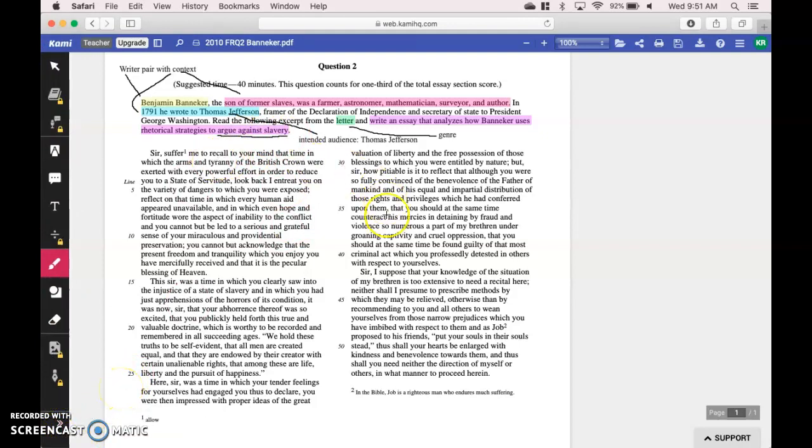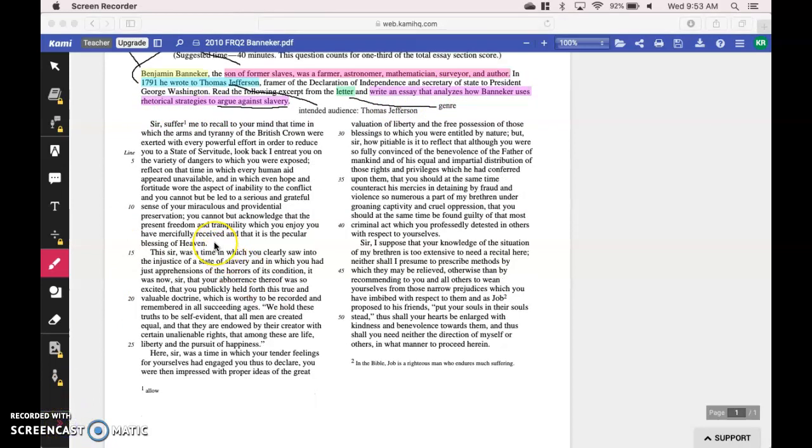So I'm going to assume that you've already read this text. If you haven't, I would pause this now. I am not going to read this whole text to you. What I'm going to do instead is go through and start pulling out some ideas that I might use when writing an essay that analyzes how Banneker uses rhetorical strategies to argue against slavery.